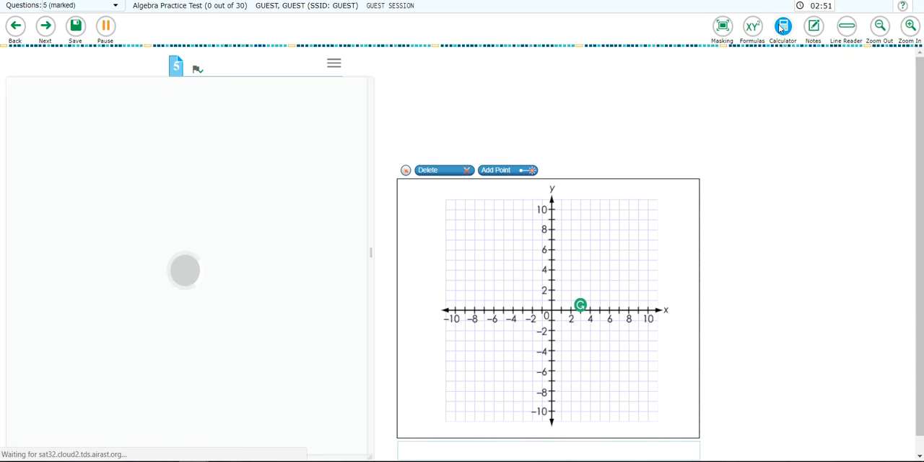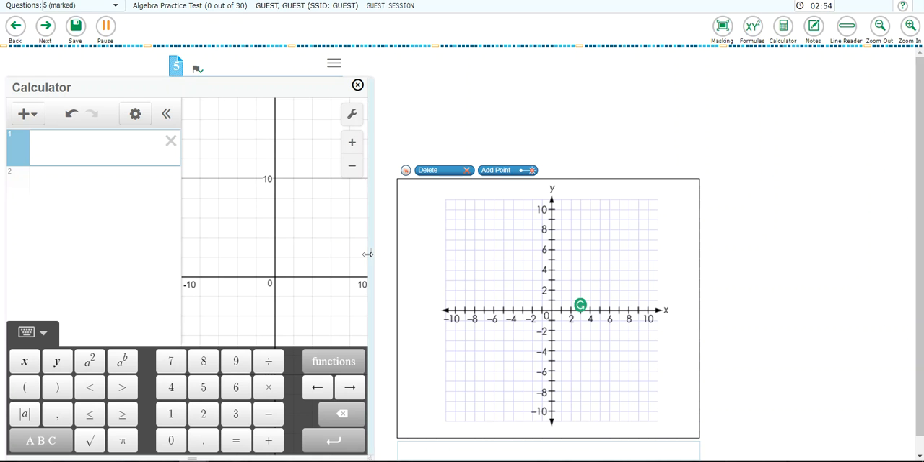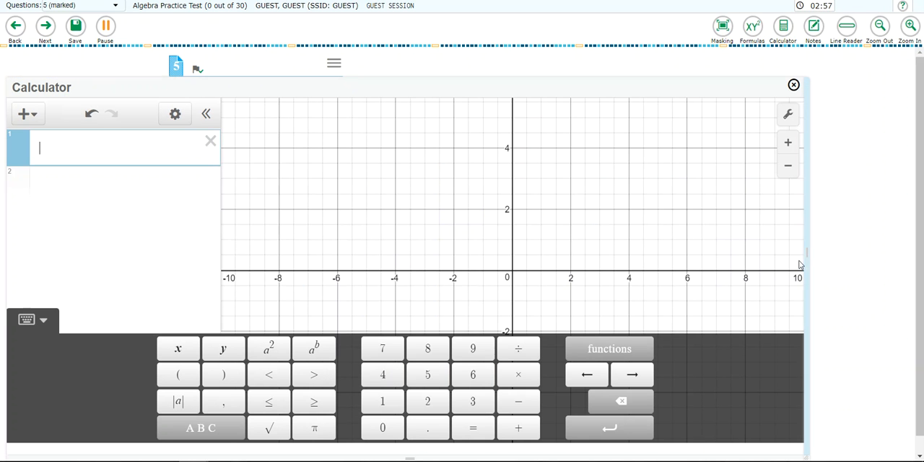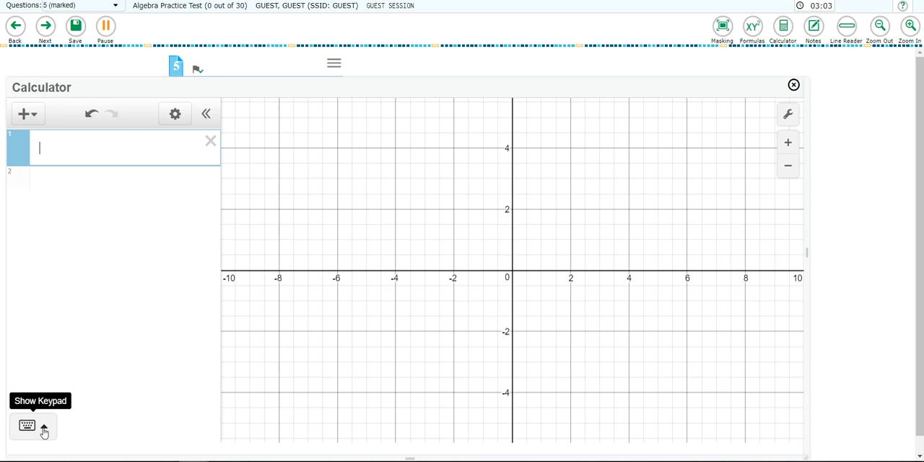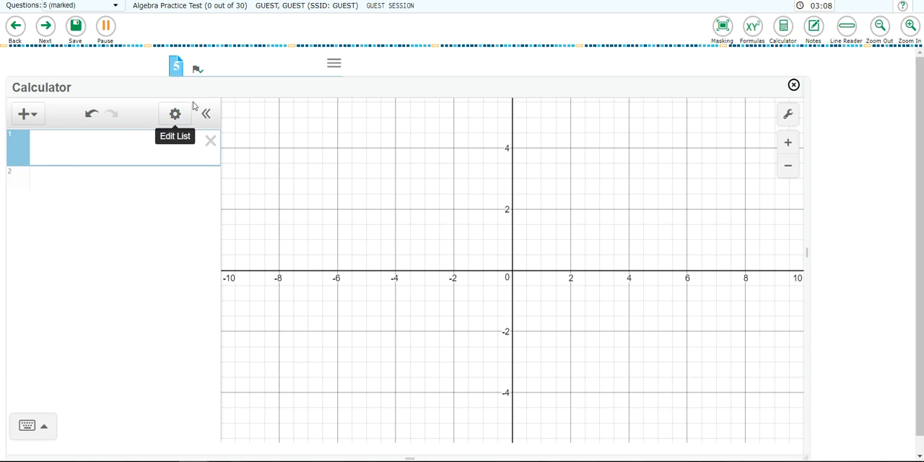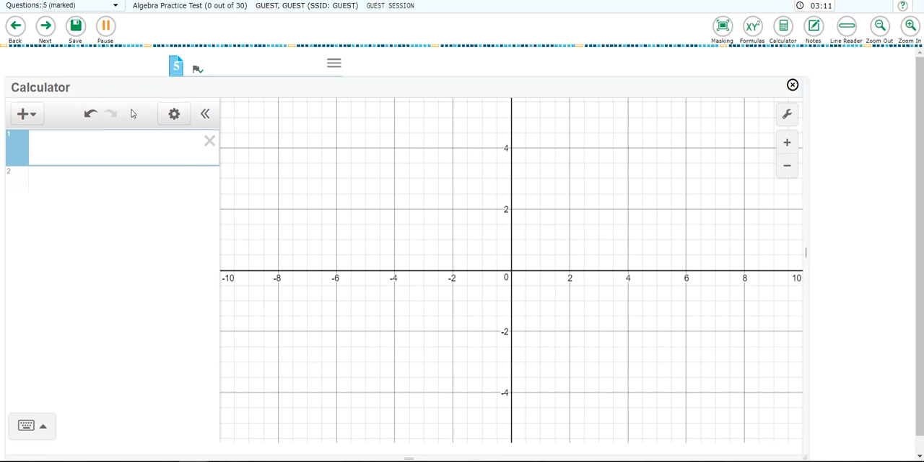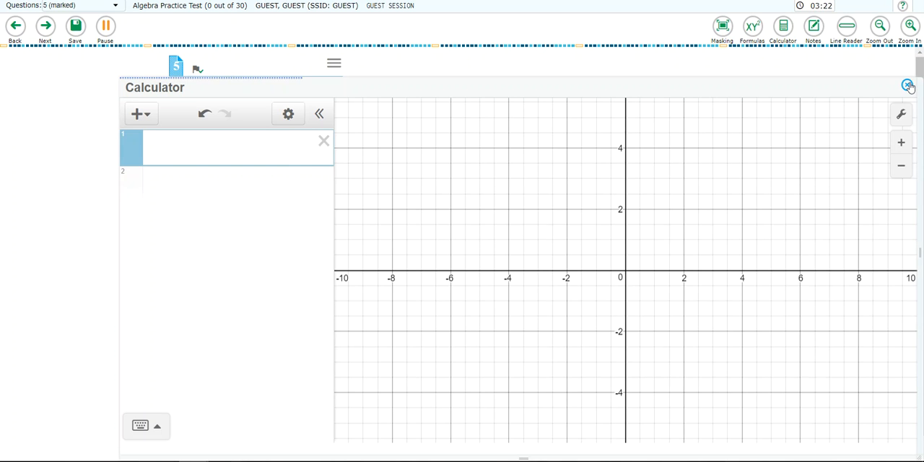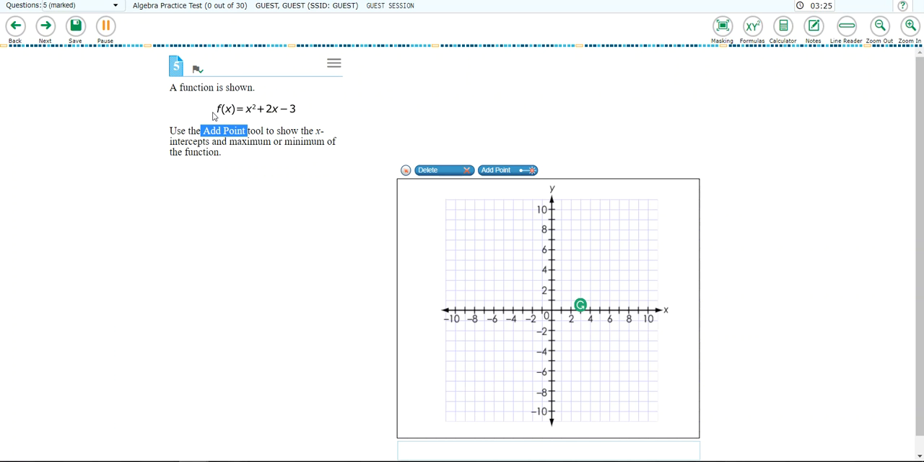Bring open the calculator. Calculator will open. Now if you notice here, there's a little bar that I can make a little bit larger. I can also drop the keypad or keyboard, but then I can also show it again. So for this problem here, I'm going to slide the calculator over, I guess. I guess not. I'm going to close it. This is what I want right here. f of x is equal to x squared plus 2x minus 3.